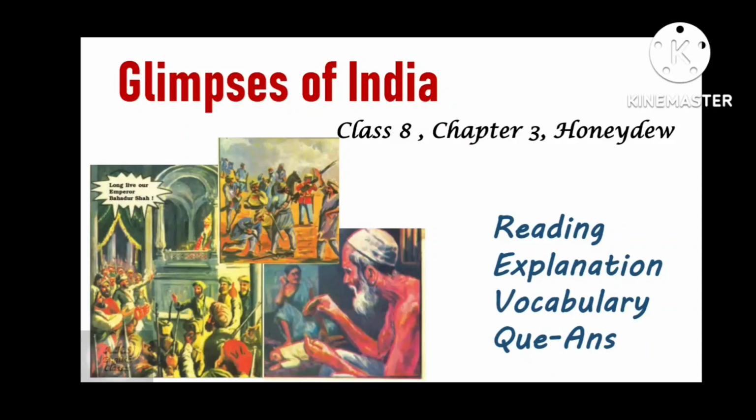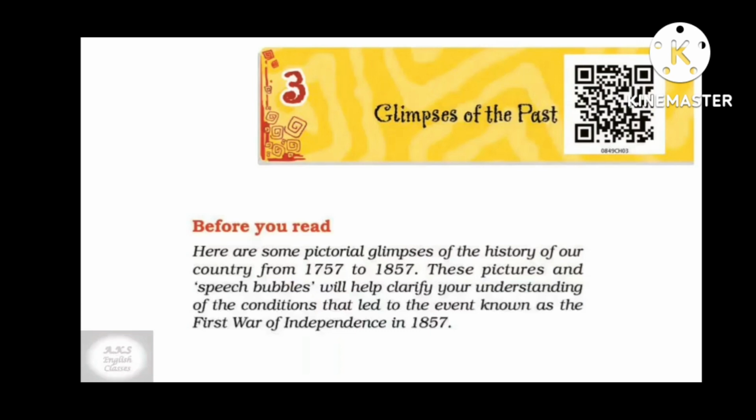Freedom comes with a price. Who knows it better if not we Indians? Our ancestors have struggled and sacrificed a lot for the freedom that we enjoy today. In this chapter of Class 8, Glimpses of India, we will know and understand what led to the first war of independence in 1857. Before you read, here are some pictorial glimpses.